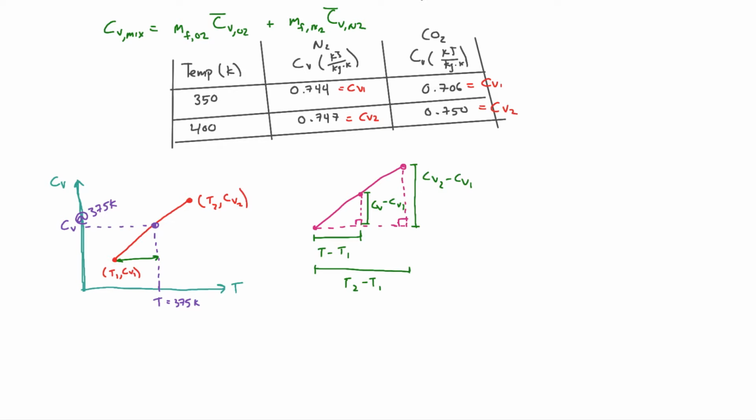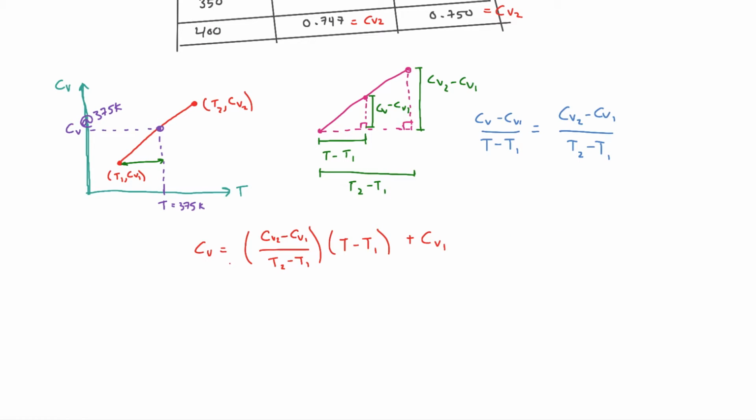So again, since these triangles are similar, what we can do is write this proportionality. So we can say that the ratio of CV minus CV1, which is this length, with respect to its other side length of T minus T1, must be equal to this length, so CV2 minus CV1 divided by T2 minus T1. So let's just use an idea of proportionality. Our goal is to find CV, so we just solve for CV by doing some algebra.